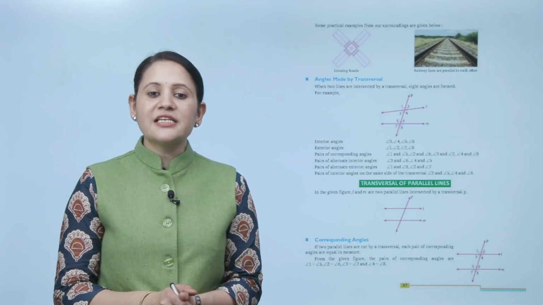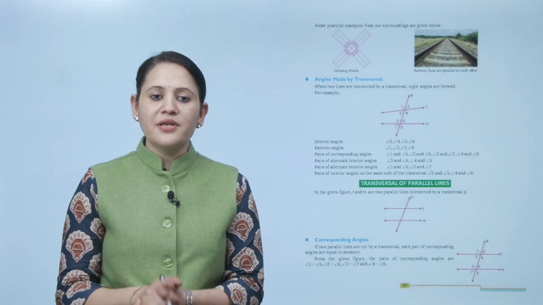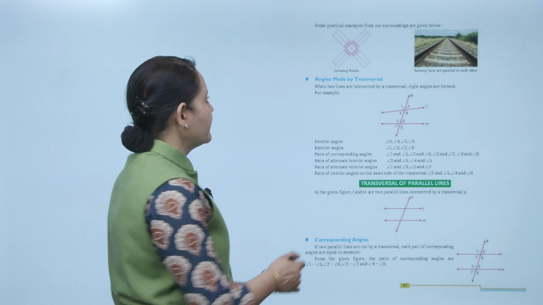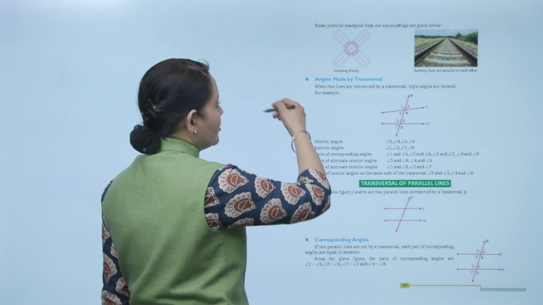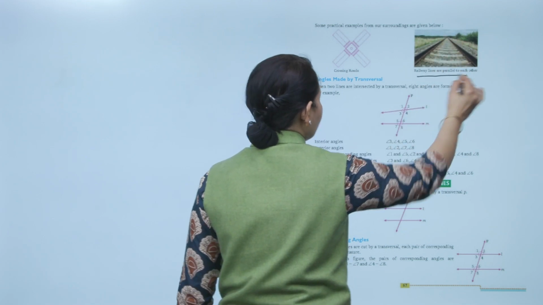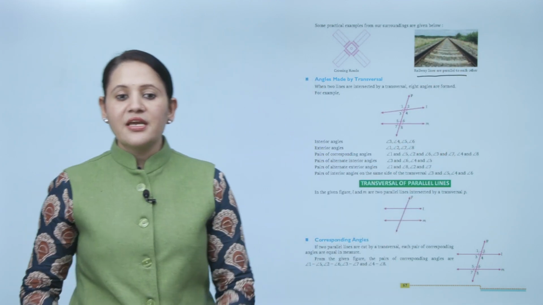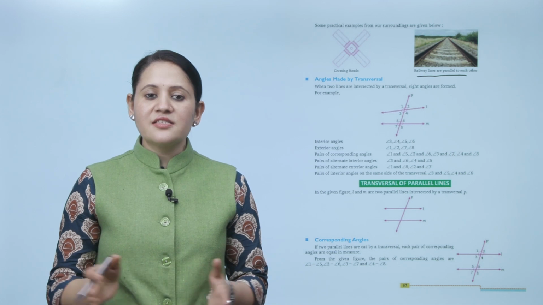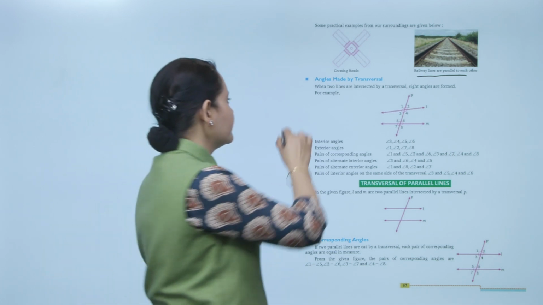Some practical examples from the surroundings are given below. Like here, the crossing road. Here, these are parallel. The railway lines are parallel to each other. Clear? Next is angles made by transversal.